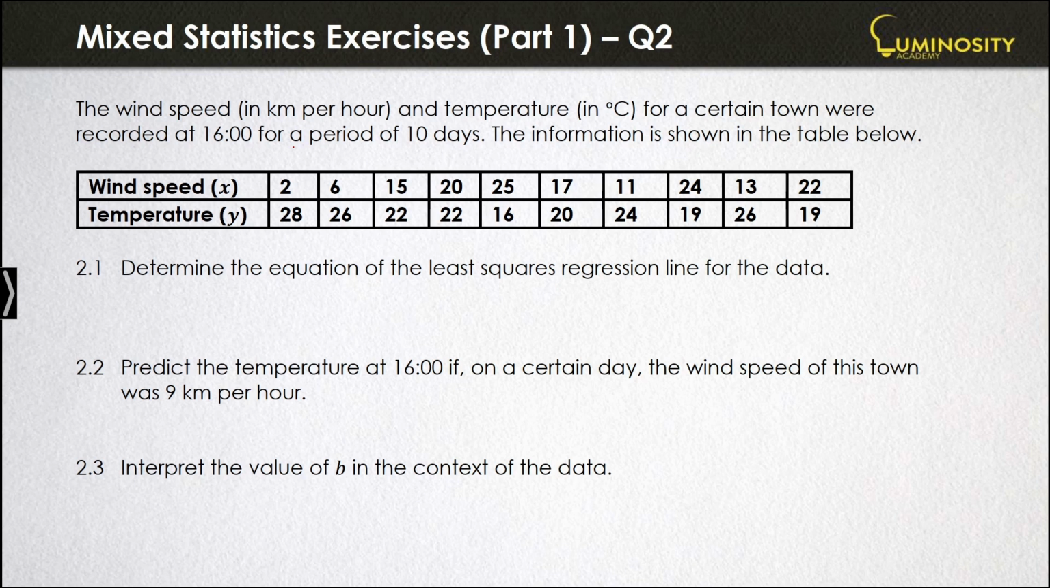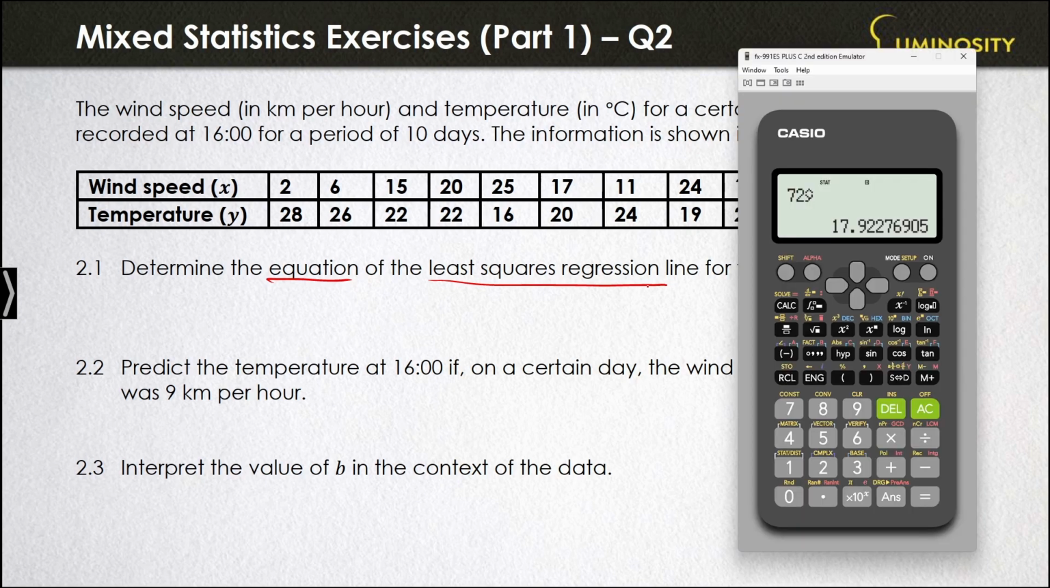Okay, so for the 10 days here, when the wind speed x was 2 kilometers per hour, then the temperature was 28 degrees Celsius. Similarly, if the wind speed was 11 kilometers per hour, the temperature was 24 degrees Celsius, and so on. They want us to determine the equation of the least squares regression line for the data. Okay, so we can do that.